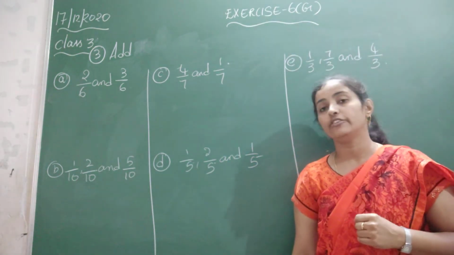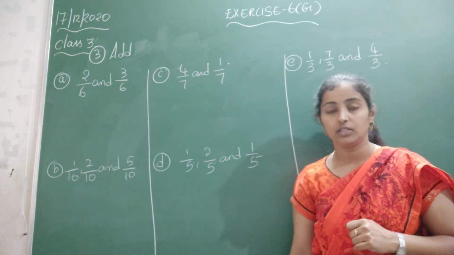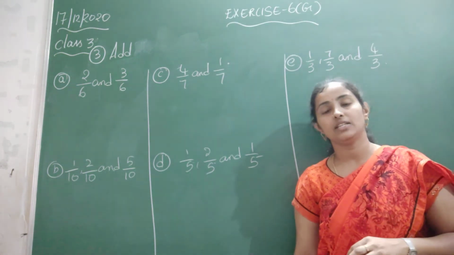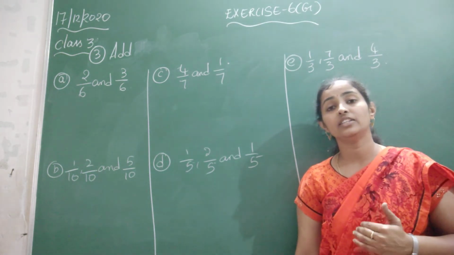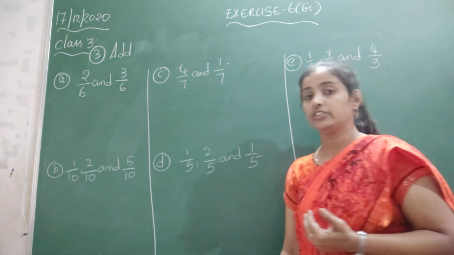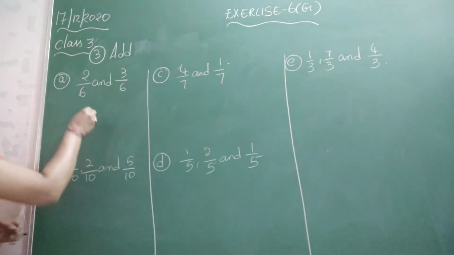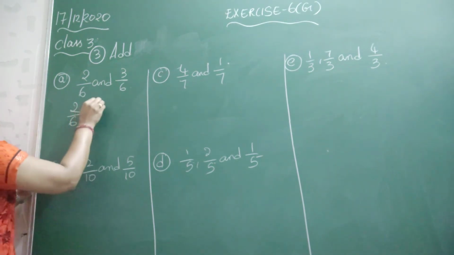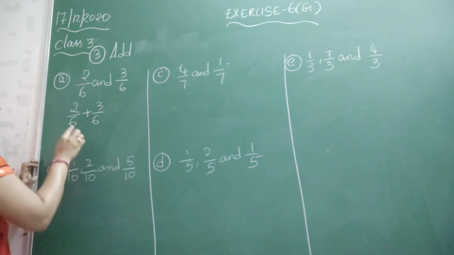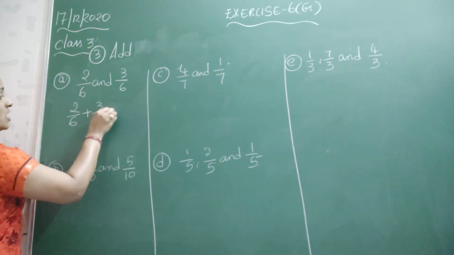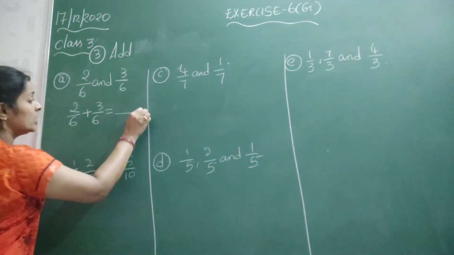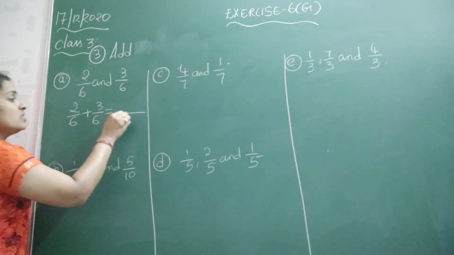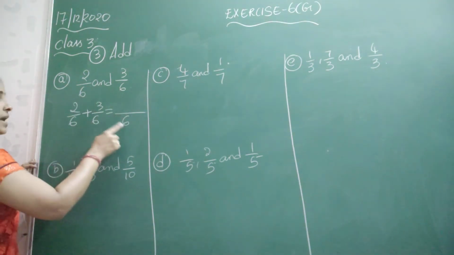So if you look over the fractions, you have the same denominator. We have discussed that when you have the same denominator, we need to add the numerator value, right? Now let us do the given one. Yes. 2 by 6 plus 3 by 6, right? You have the same denominator, which is 6 and 6. Then you write the same value, same number.